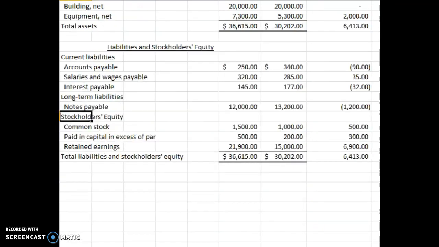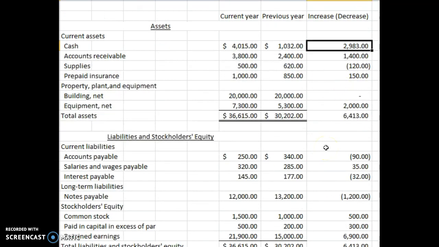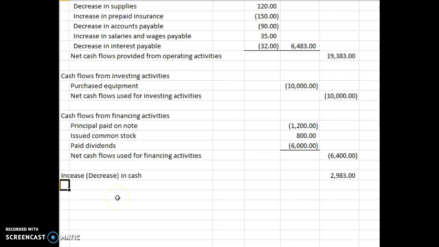And if we go back to the comparative balance sheet, there we go. Look, we already know we're right. Okay, so we got the right answer. We show an increase of cash of $29.83. But we want to extend this out so that everything agrees. So we want to say, what was the cash at the beginning of the period?